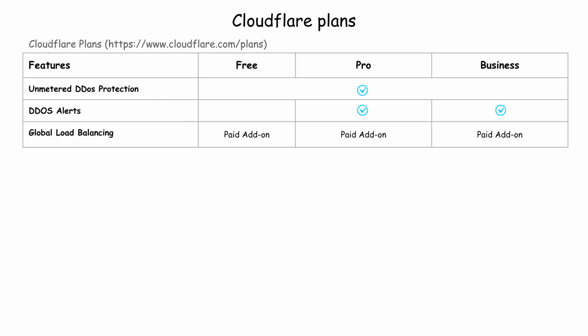However, more advanced features, like detailed DDoS alerts, or a more sophisticated Web Application Firewall, may require upgrading to a paid plan. Other features, like global load balancing, are offered as paid add-ons, regardless of which plan you are on.